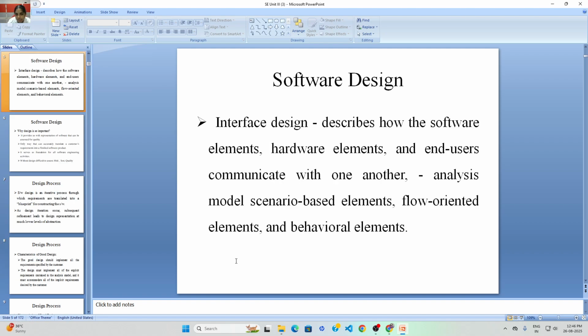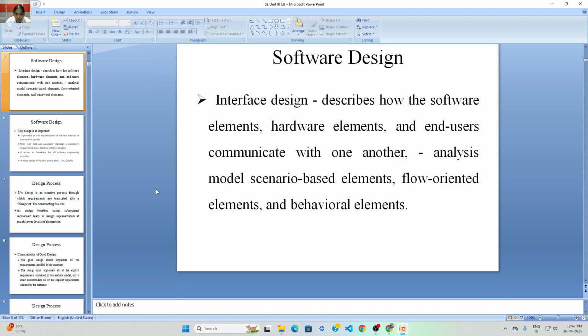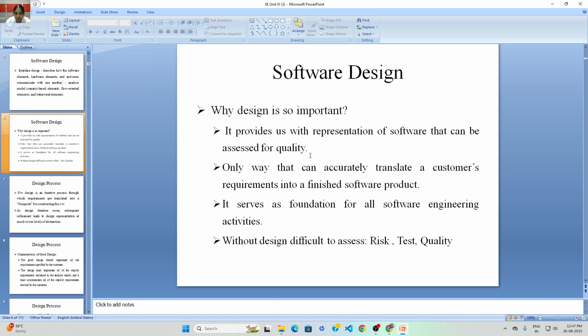Then interface design. Interface design means, as already said, interface is the intercommunication between the user and the system. That means software elements, hardware elements, and end user communicate with one another. If we communicate with one another, the analysis model is based on scenario based elements, flow oriented elements, and behavioral elements. Then after that, before we say how we are going to analyze it, in those four elements how we are translating, likewise we have said.